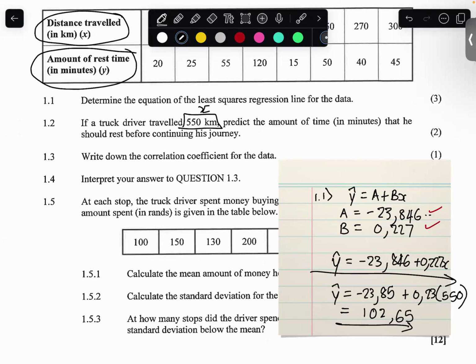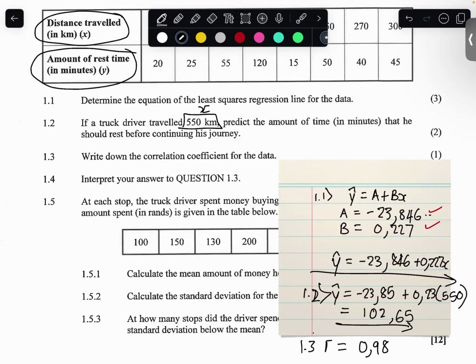This is 1.2. 1.3 says, write down the correlation coefficient for the data. So your data is still stored on your calculator. You're going to go AC shift 1, regression, and you're going to calculate R. All right? R equal, it gives you 0,98, round it off to 2 decimal places, right? That's your correlation coefficient. It's that R value.